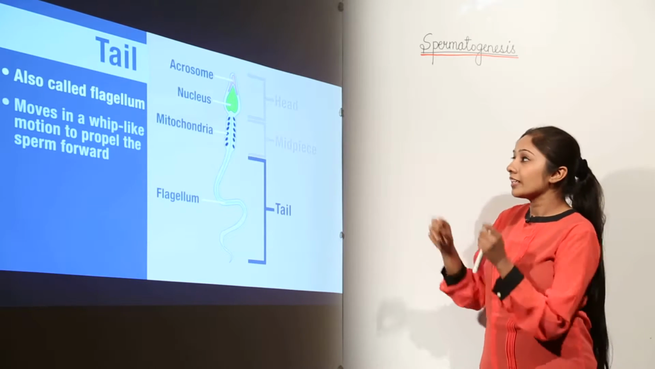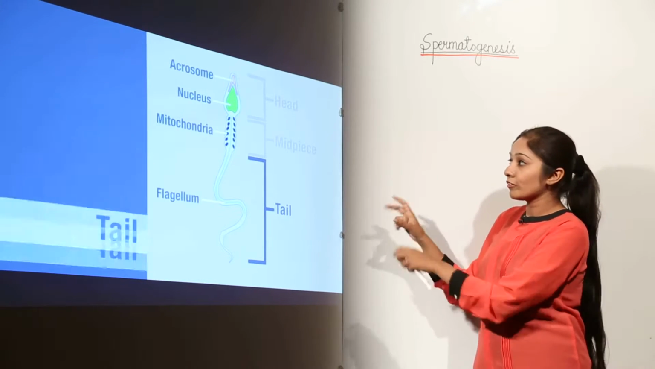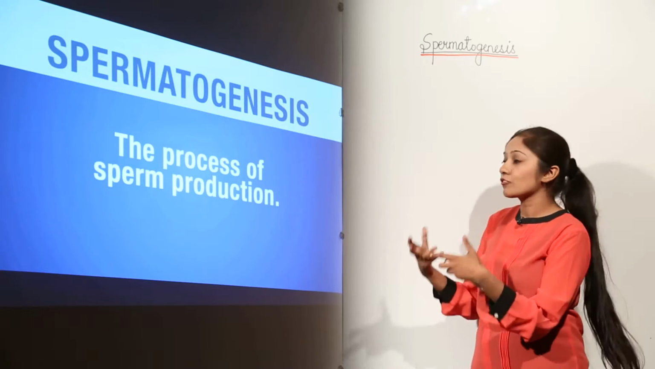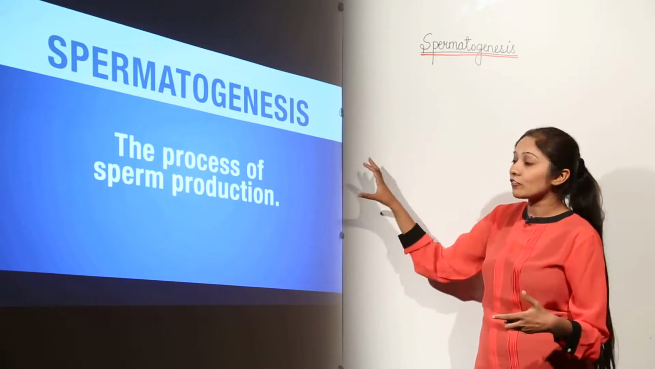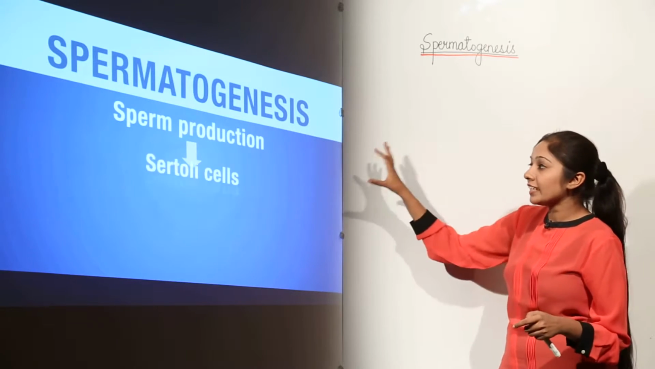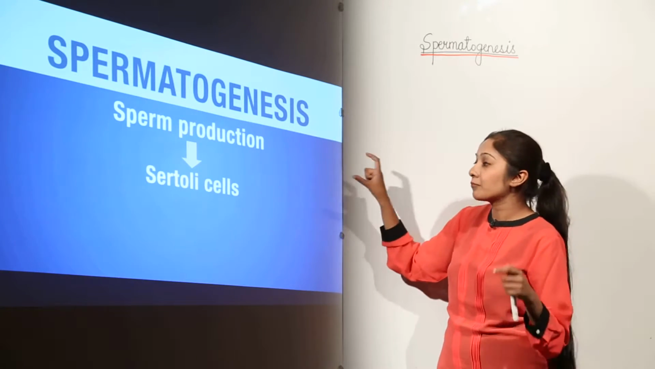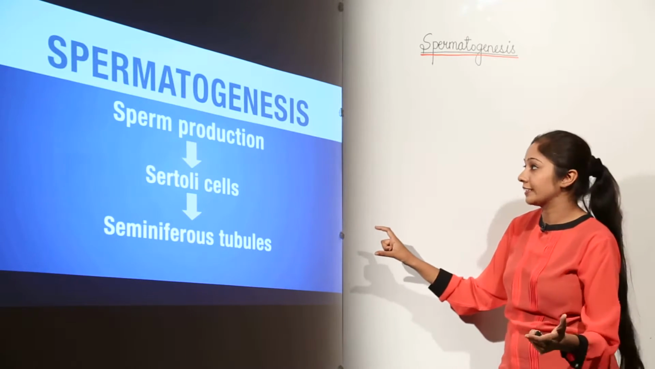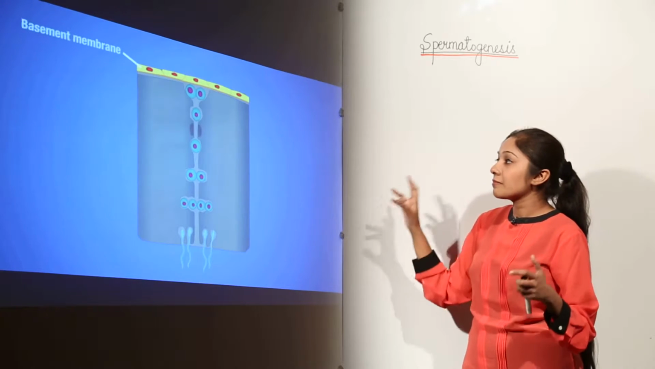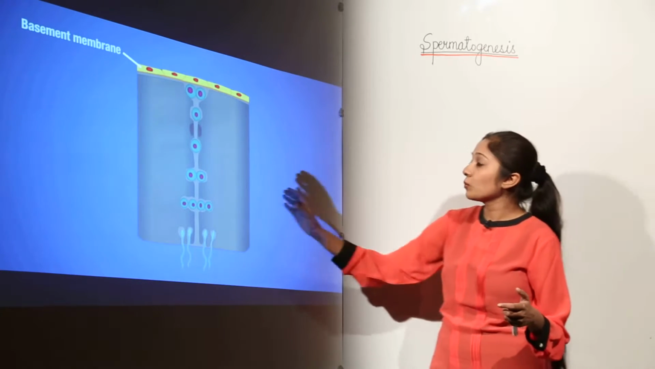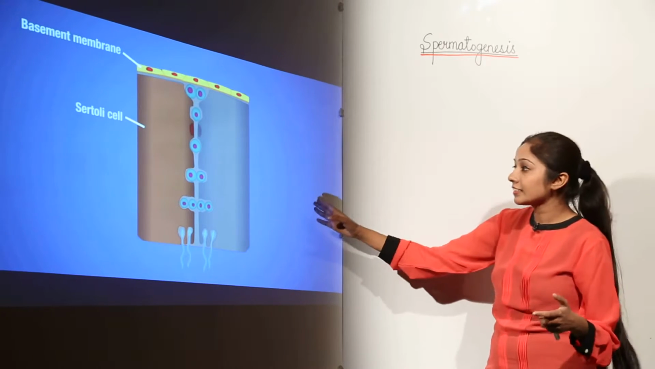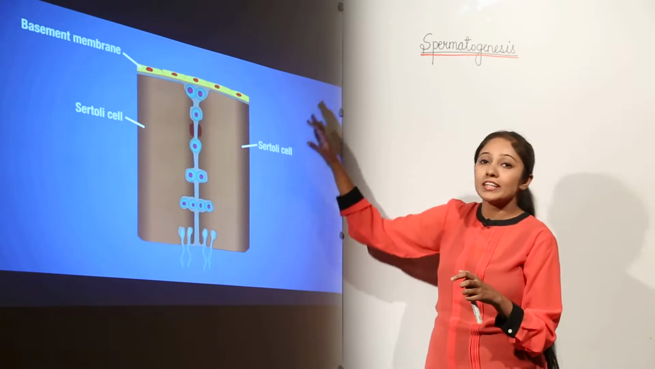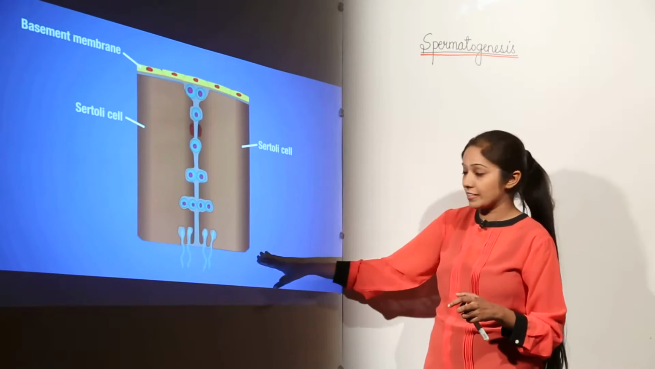So now after having a detailed overview of this structure, let's move on to spermatogenesis, that is the process of sperm production. Now this process of sperm production actually is linked with Sertoli cells which are present in the seminiferous tubules of the testes, the male gonads. Now what happens in the seminiferous tubules? This is one Sertoli cell and this is another Sertoli cell. Between these two Sertoli cells, this spermatogenesis is going to happen from the basement membrane to this.